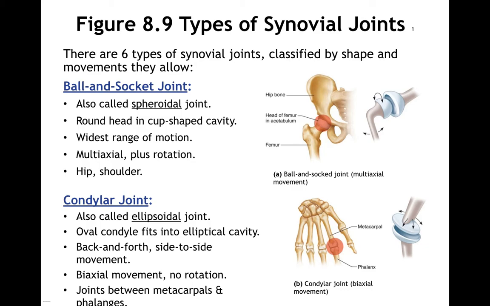A condylar joint is also called an ellipsoidal joint. An oval condyle fits into an elliptical cavity. It allows for back and forth and side-to-side movements, so we get biaxial movement, but we don't get rotation on there. This is best exemplified by the joints between the carpals and the phalanges of our hand.